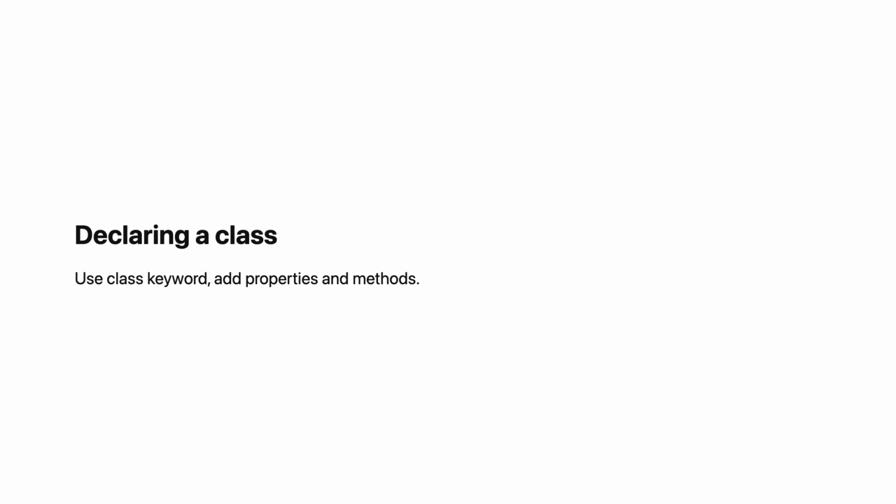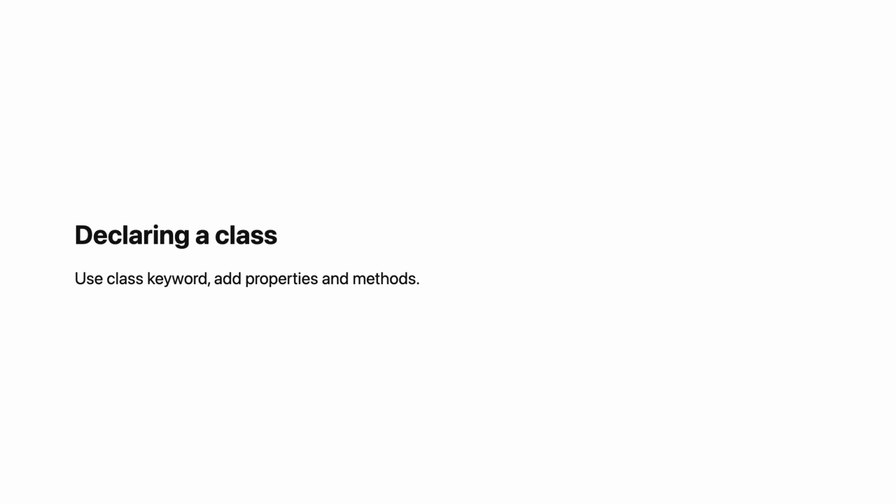Create an instance with the class name followed by parentheses. Val alice equals Person(). Access properties with dot notation: alice.name equals Alice, alice.age equals 30. Call methods with dot notation: alice.introduce(). Most classes need initial values.